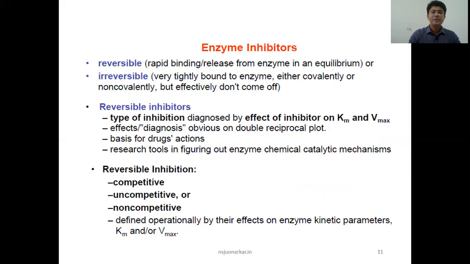So reversible inhibition can be of three basic types: competitive inhibition, uncompetitive inhibition, or non-competitive inhibition. A fourth one, mixed inhibition, is often found. These are defined operationally by their effects on enzyme kinetic parameters such as Km and/or Vmax. So what is the effect of the inhibitor on Km and Vmax? Accordingly, they can be identified as either competitive, uncompetitive, or non-competitive inhibitors.